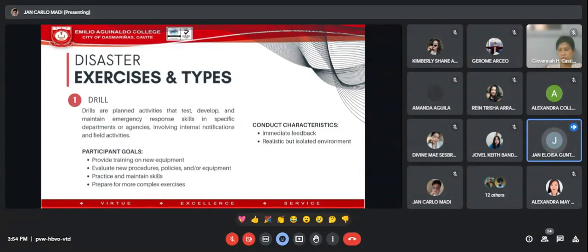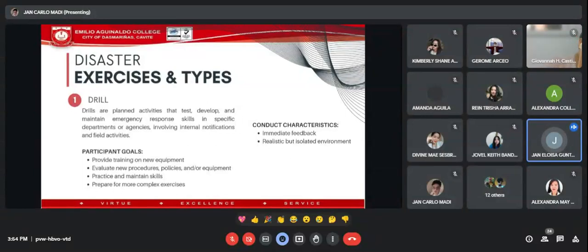Next naman po is practice and maintain skills. So, yung objective po nito is para ma-ensure po na consistently ma-uphold po yung mga essential skills na needed sa mga situations na kakaharapin. And yung methods po na ginagawa dito is yung drills po, regular drills, simulations, and refresher courses or ongoing learning.